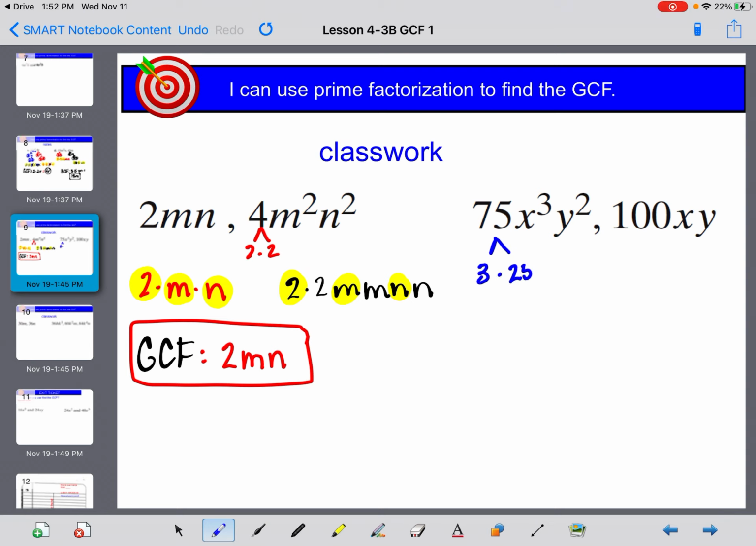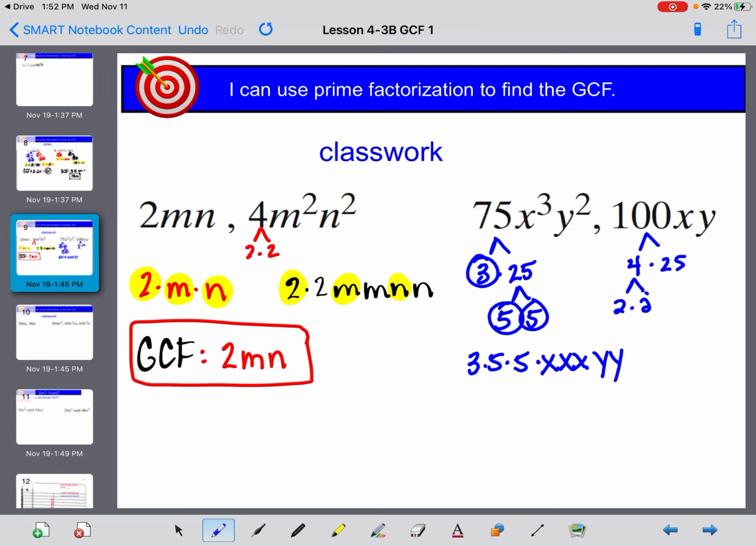75. 3 times 25. 3 is prime. 25 is 5 times 5. 5 is prime. 3 times 5 times 5 times, and then there are 3 x's when I write that in expanded form, and 2 y's. 100 is 4 times 25. 2 times 2 times 5 times 5. Let's write that in a different color. 2 times 2 times 5 times 5 times x times y.